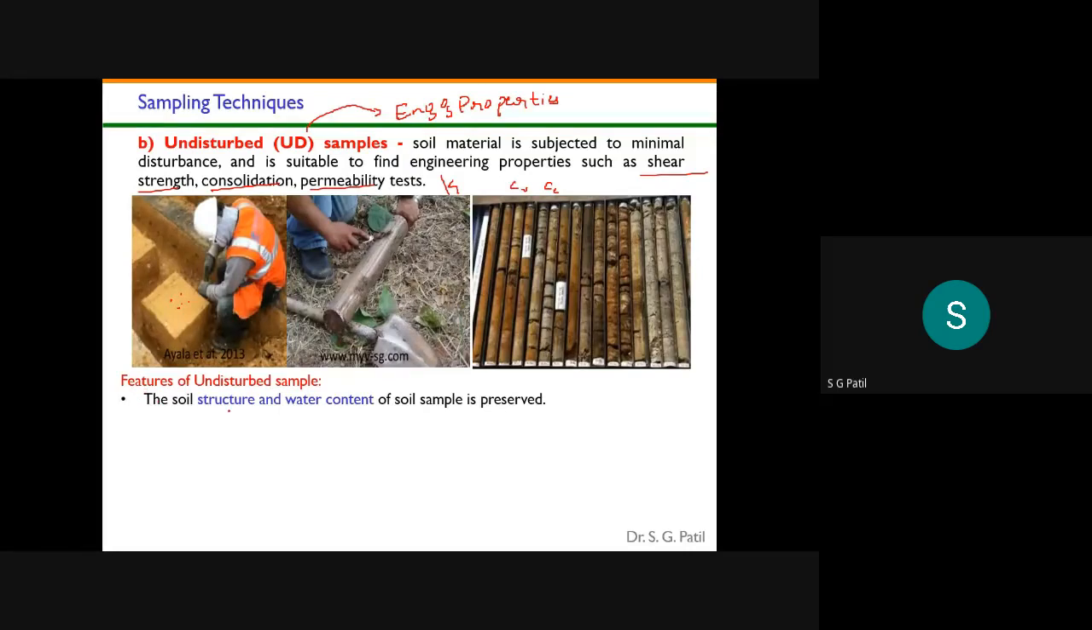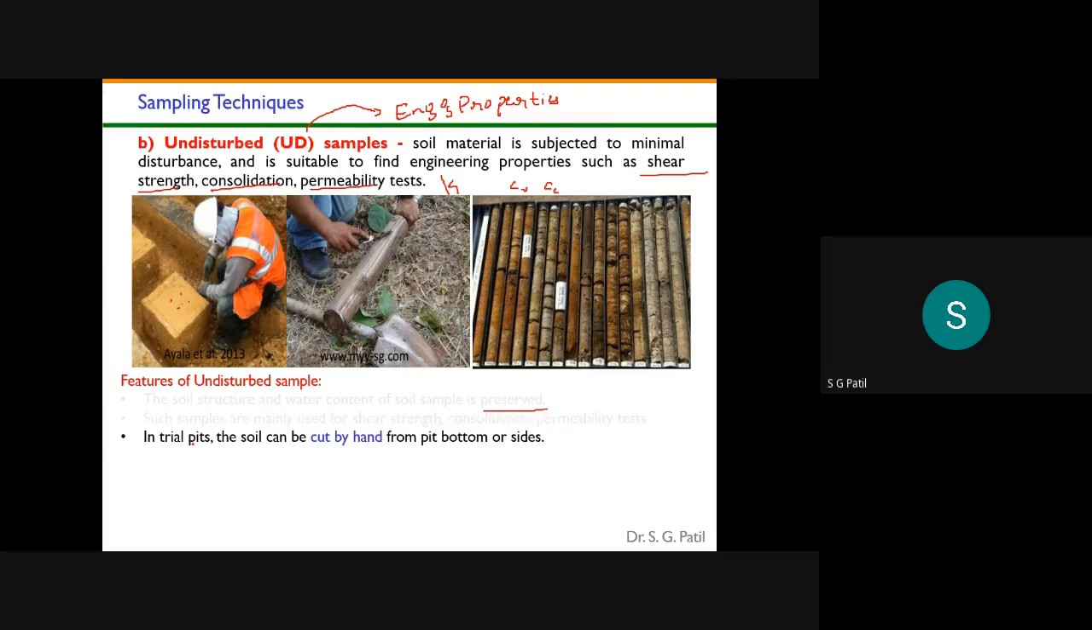So what are the features of undisturbed samples? The soil structure and water content of the soil sample are preserved. Whatever the arrangement of the solid particles and whatever the water content in the natural ground, if you are able to preserve them while collecting the soil sample, then they are called undisturbed samples. That is one feature. The second feature: such samples are mainly used to find out shear strength, consolidation or permeability. So these will be used to find out these parameters.